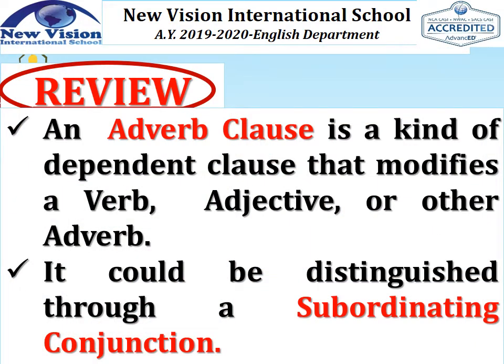Let's have a short glimpse first of what we did last week in grammar lesson. First, we have adverb clause. It is a kind of dependent clause, meaning it cannot stand alone, that modifies a verb, an adjective, or another adverb. It could be distinguished through the use of a subordinating conjunction. What are those again? It could be after, that, when, before, because, and so on and so forth. Got it? Great.